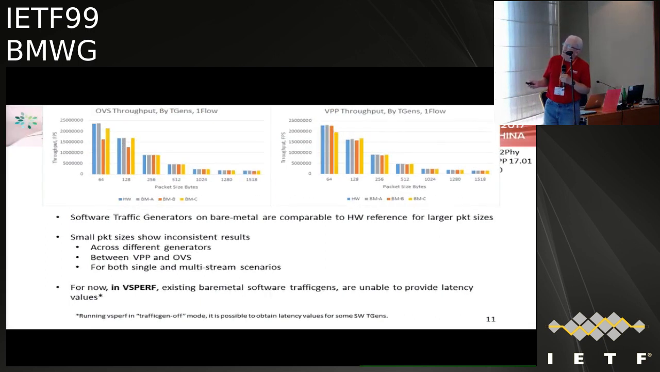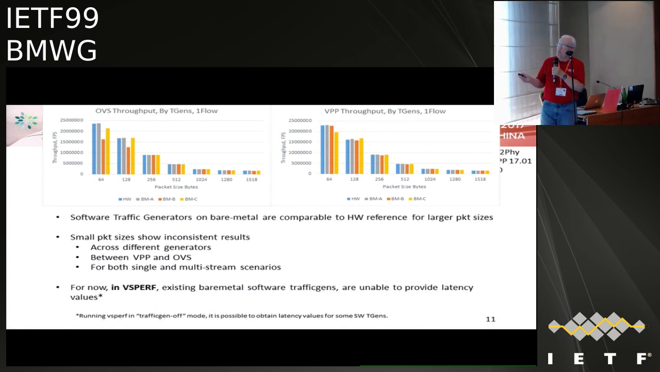Okay, so now we're going to look at 4 types of traffic generators here. We've got the hardware generator that I mentioned before, and 3 bare metal generators. And what we notice, this is for OVS throughput, and over here for VPP. And here's the comparison I want you to make. For the red bare metal generator B, we've actually got significantly lower throughput here at 64 byte sizes, and even at 128 when looking at OVS.